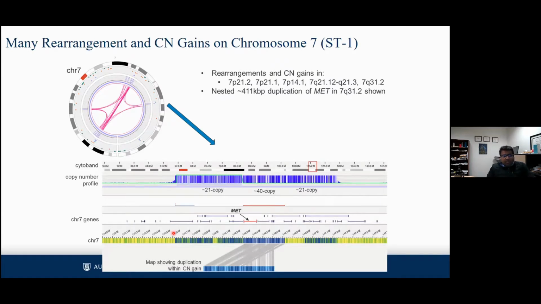Here we are highlighting one of the regions on chromosome 7, which shows multiple aberrations with multiple structural variants, as you can see here on the circus plot. Even though SNP microarray has limitations in showing this, the OGM actually better characterizes these SVs, including MET amplification, and you can see you can go up to 21, 40, and 21 copies in that particular region of MET. And this information at this granular level definitely helps you to make clinically relevant decisions.